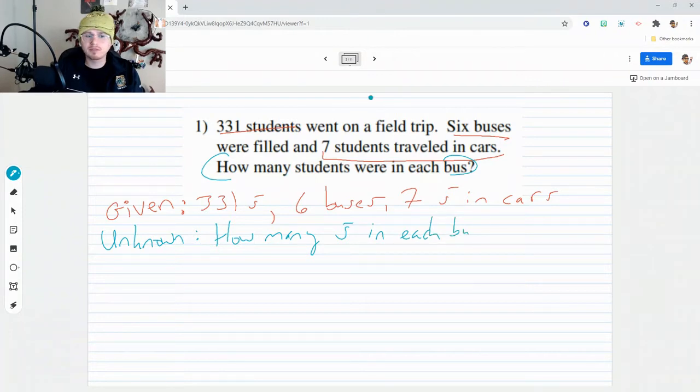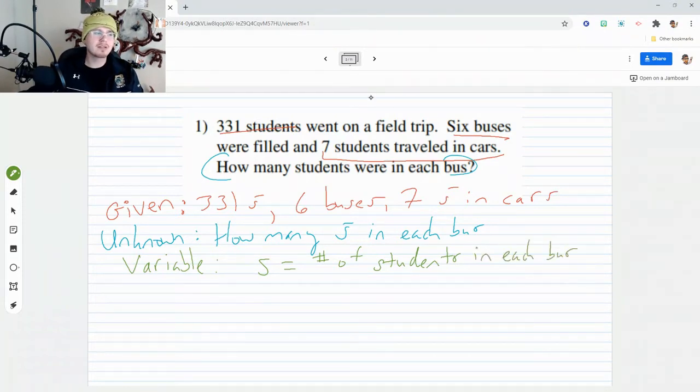So far, hopefully you're feeling alright. You're with me. So then we go from there and we get our variable. We have to define it. You can't just throw letters into equations. I've got to know what you mean by it. So if we're looking for how many students were in each bus, we could put S. S is the number of students in each bus. You'll probably do this a few times and be like, man, this is too much work. I don't have to write all this down. I know this. Make that call when you're ready. But in the meantime, follow the process.